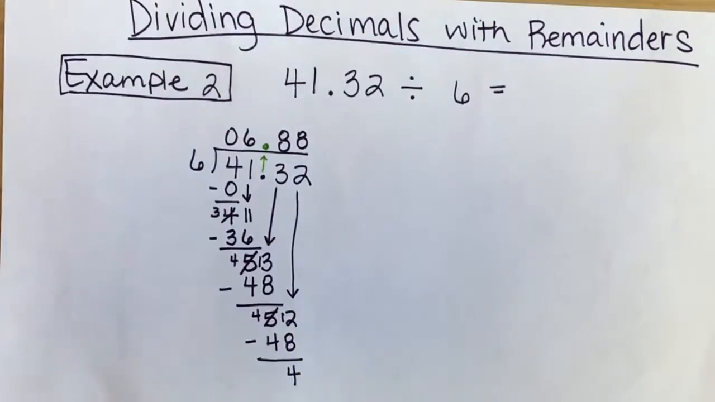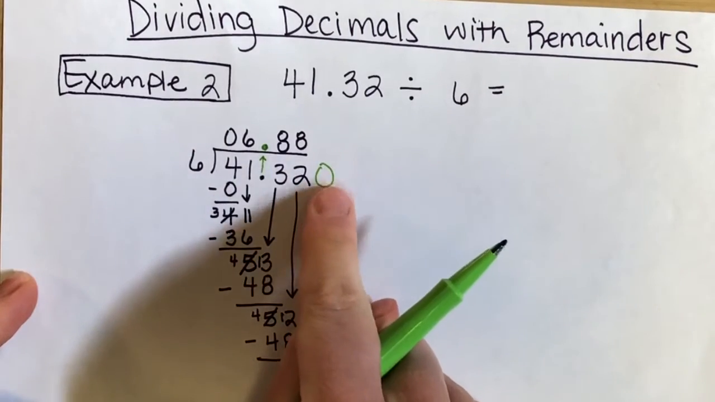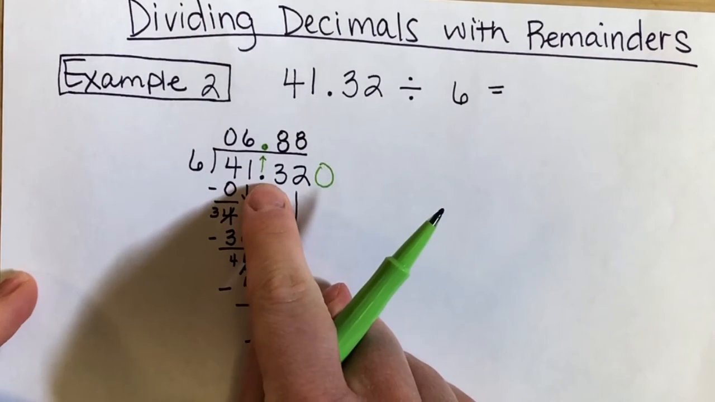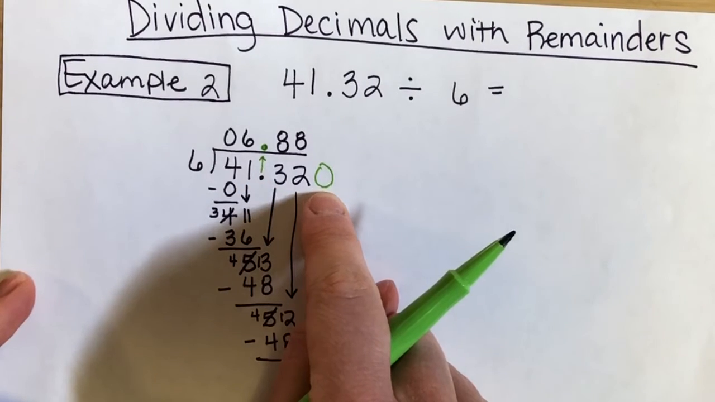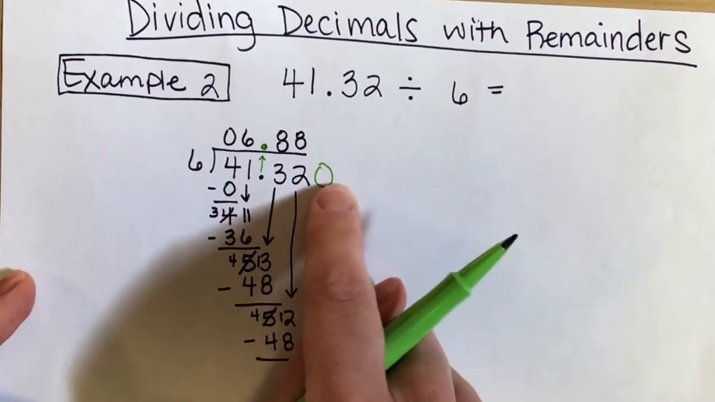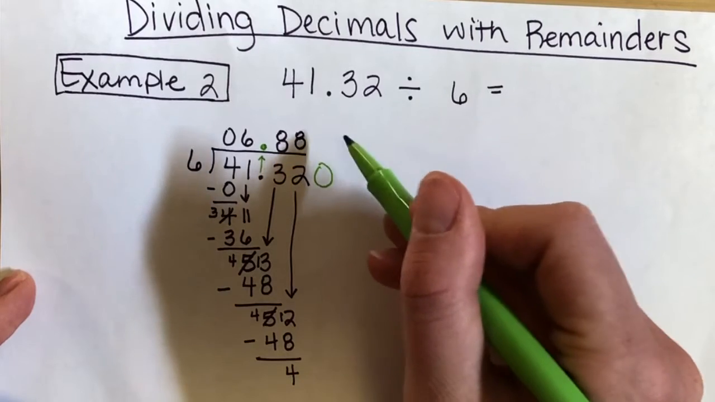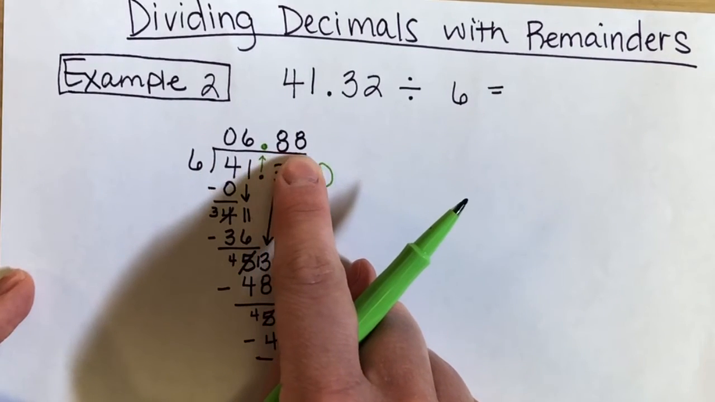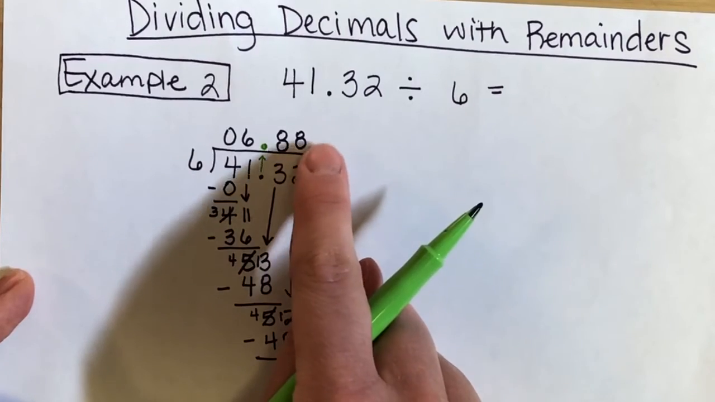Now remember, we cannot just write remainder 4. We need to add a 0 here. I can only add a 0 there if I have a decimal. I can add the 0 because it's not worth anything. It doesn't change the value of my original 41.32. This doesn't have any value, but we can use it to continue to have numbers up here. Now I already have 2 numbers past the decimal up here, so I really only need 1 more.